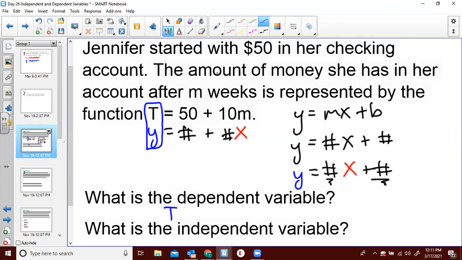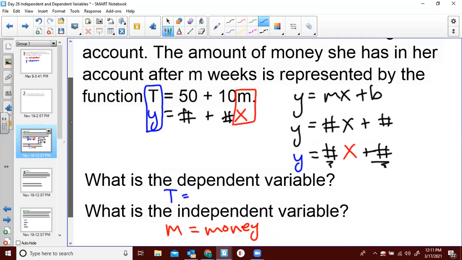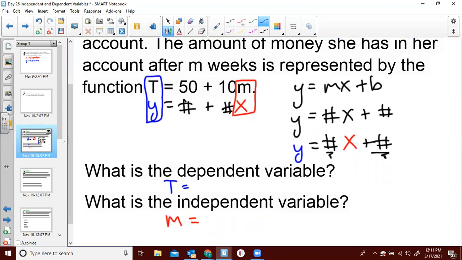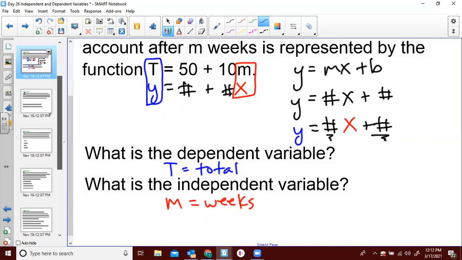And then it asks us what our independent variable is. Well, we know independent is x. If I box them in to put them together, we'll know that that's going to be m. Oh, sorry, m is actually weeks, and t would actually be total. That's what she's going to have in her bank account after m weeks. So we're just looking for our x's and our y's here, our independent and dependent variables.